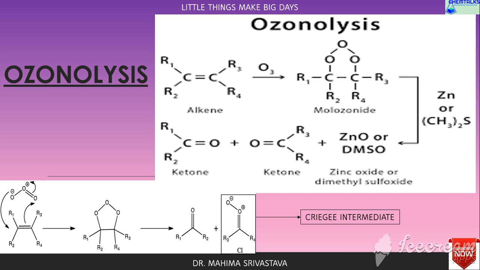Now our next reaction is ozonolysis. Ozonolysis refers to an organic chemical reaction where ozone is used to cleave the unsaturated bond of alkenes, alkynes and compounds which have such kind of functional groups. So it is an organic redox reaction.